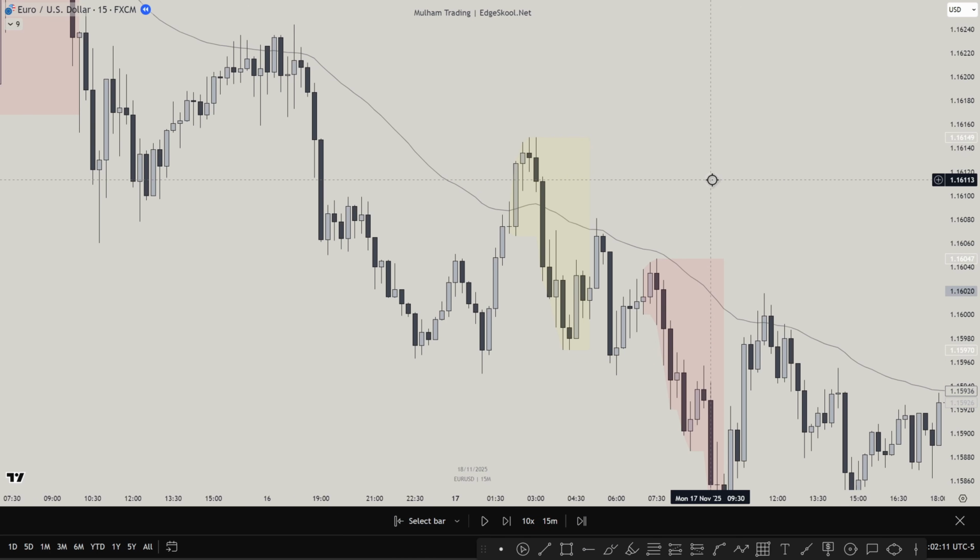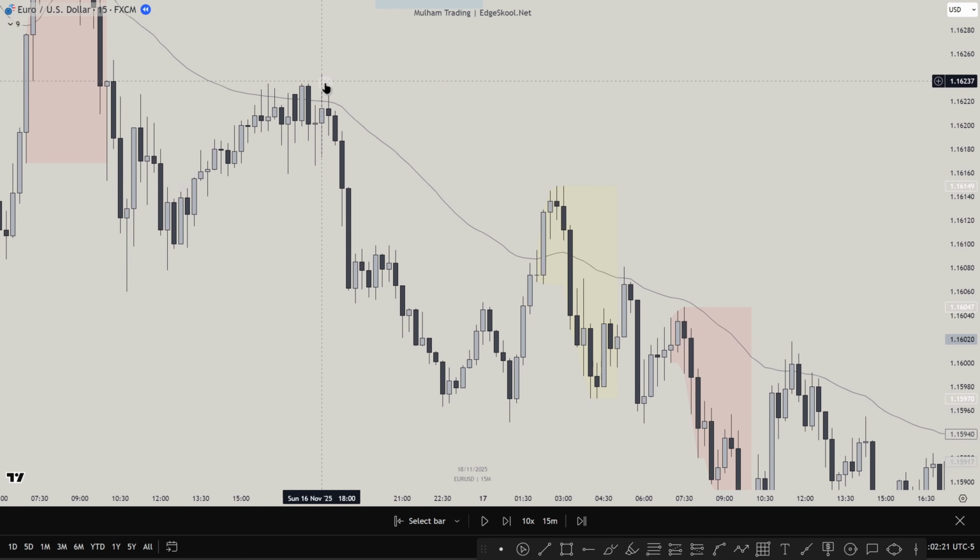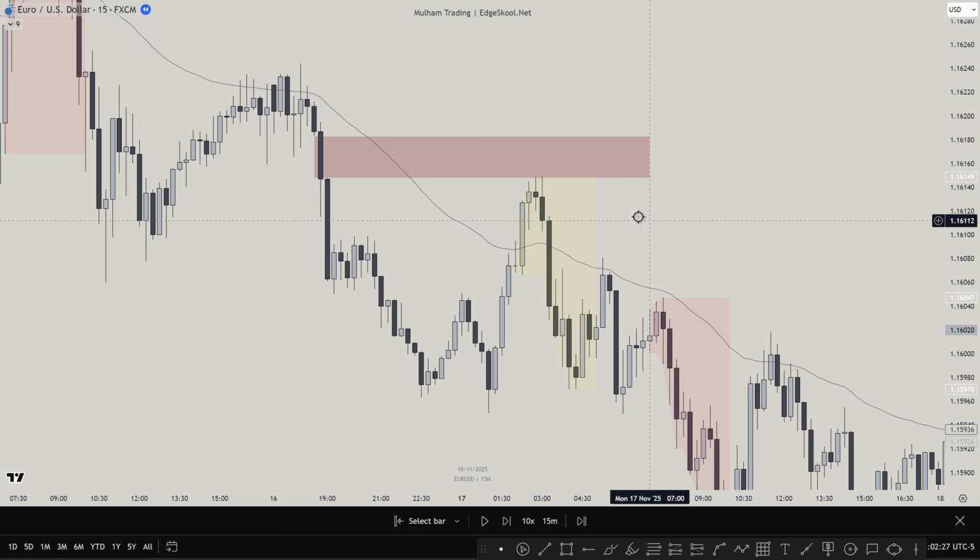Now I found another example on Eurodollar here, and it's one that is only missing 1 point, but I would pass on it. And why? Let me show you. Now if you'll notice, we have a valid structure going lower, we have an imbalance here, and price came back to this imbalance, filled it exactly, and goes lower.